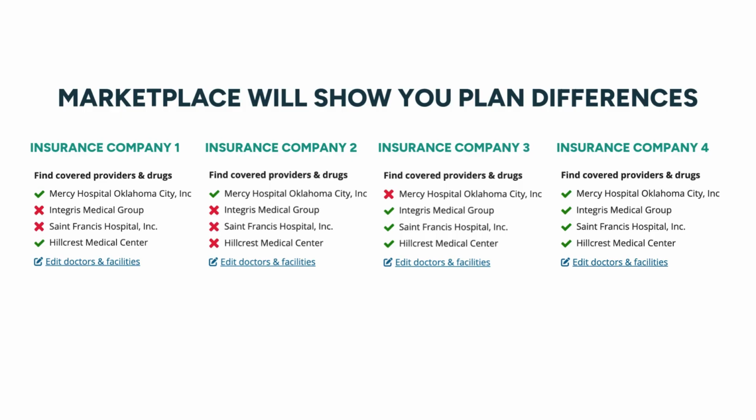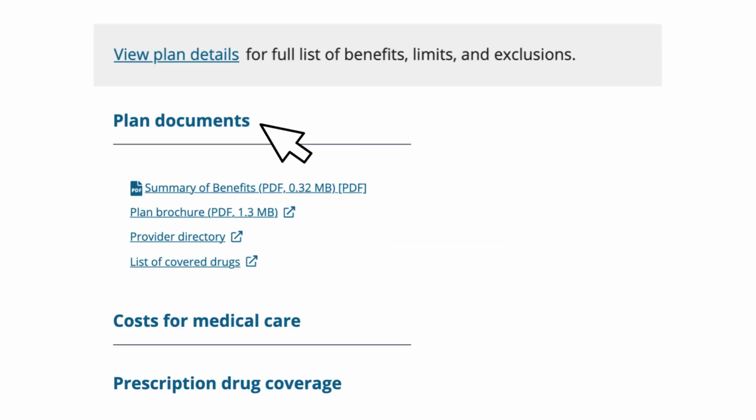Here are a few examples of different hospitals in different plans. Keep scrolling through your list of plans to compare your options. This is just an example. Enter your own choices of hospitals and providers. Marketplace will show you plan details. Click on View Plan Details for a full list of benefits, limits, and exclusions.